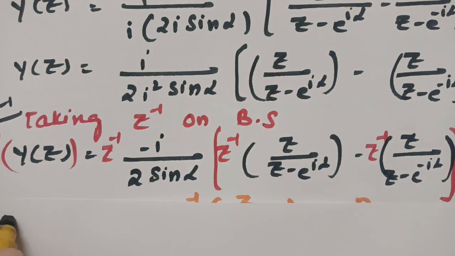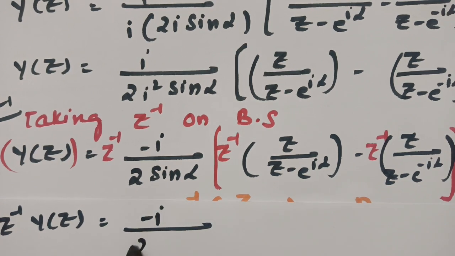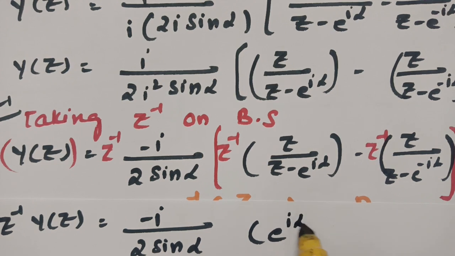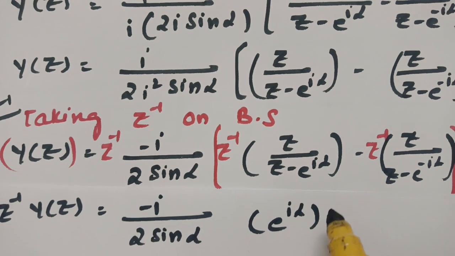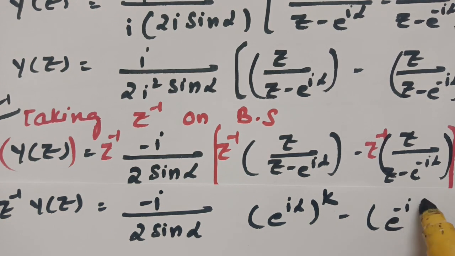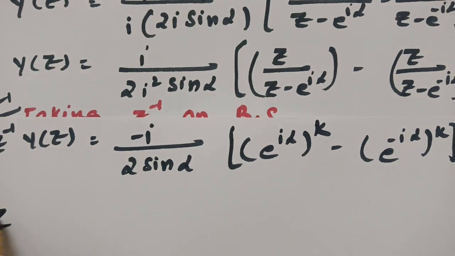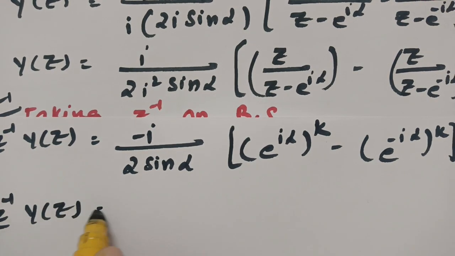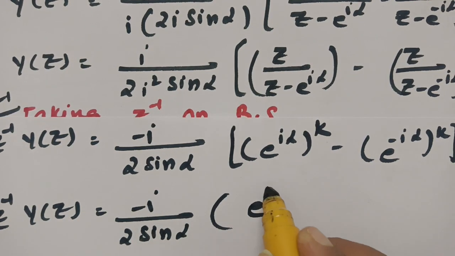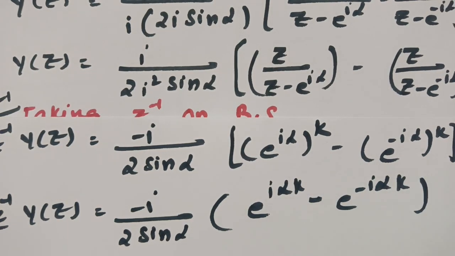Therefore, z inverse of y of z is equal to minus i by 2 sine alpha, and in place of a we have e power i alpha. So this is a power n, so this is a power k here, and in place of a we have e power minus i alpha power k. And therefore z inverse of y of z is equal to minus i by 2 sine alpha, e power i alpha k minus e power minus i alpha k.